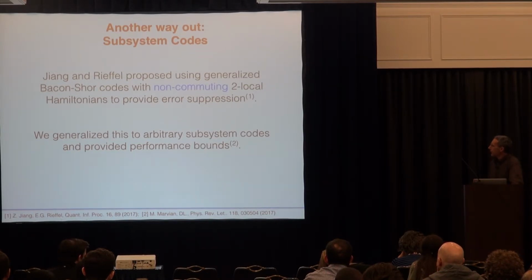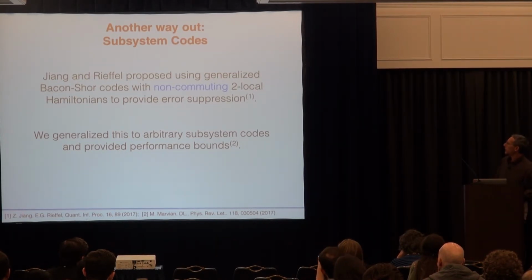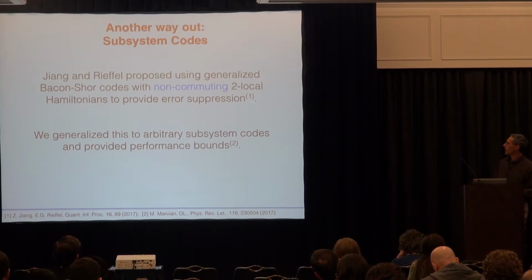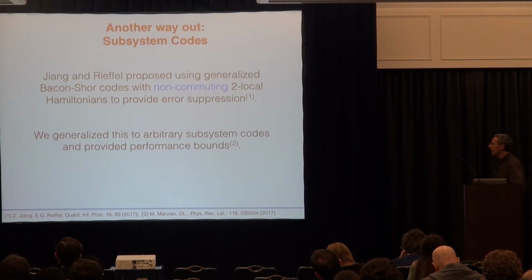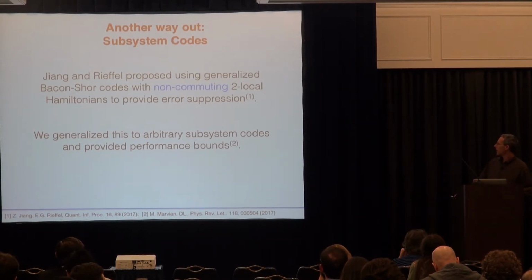And they showed that there were examples they found where non-commuting, purely two-local Hamiltonians, in particular using certain generalized Bacon-Shor codes, did the job of providing error suppression. So in a recent paper with Milad Marvian, we generalized this to arbitrary subsystem codes and also provided rigorous performance bounds. So that's the last thing I want to talk about.